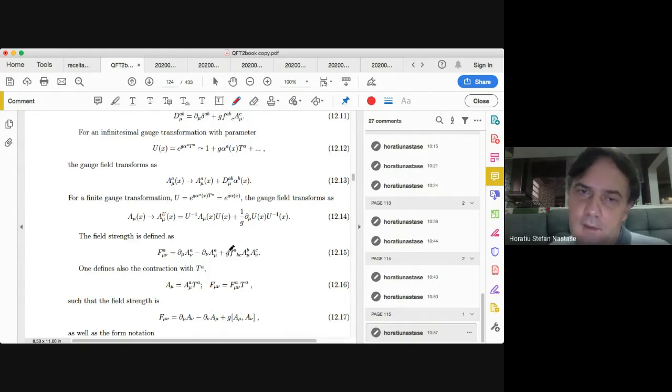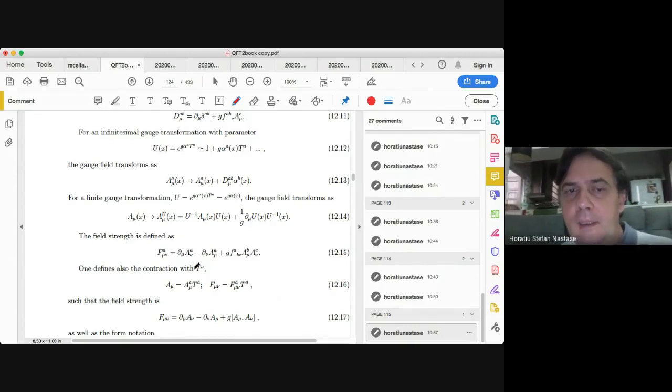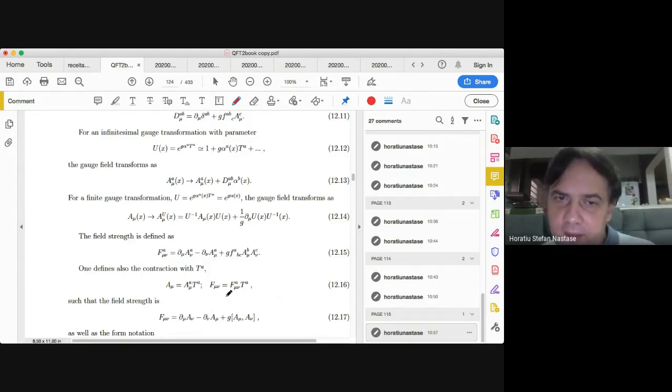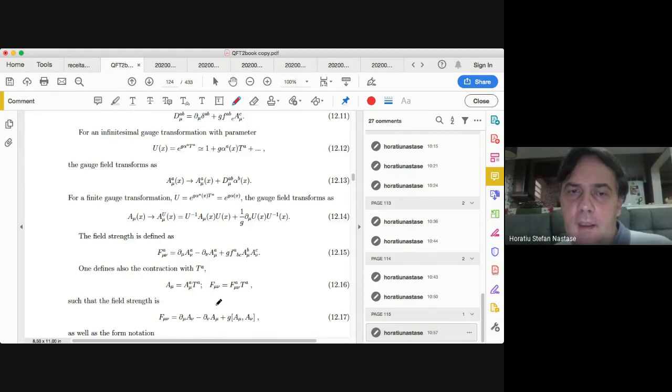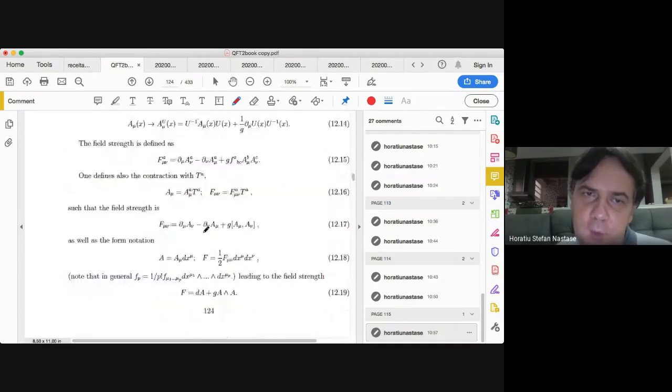So you see now this field strength, unlike the Maxwell case, now has also two gauge fields. And we can contract with the Lie algebra generator and define F_mu nu as being F_mu nu^A times T^A, in which case F_mu nu is D_mu A_nu minus D_nu A_mu plus g times the commutator of A_mu with A_nu, because f^ABC comes from the commutator of T^A with T^B with T^C.